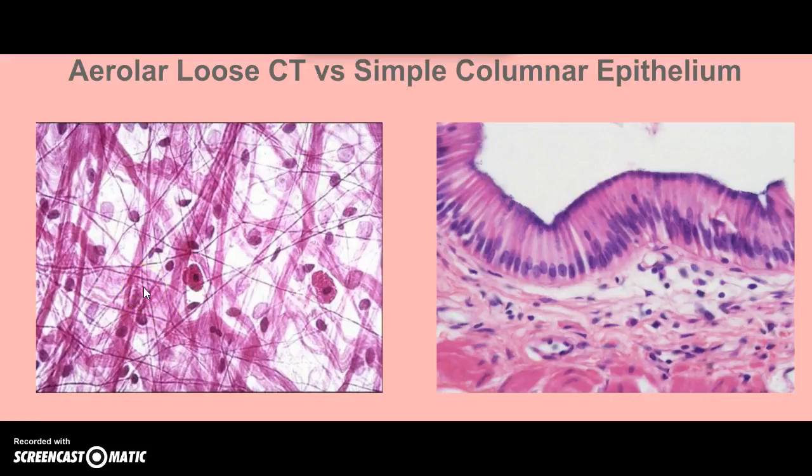Connective tissue contains fibers. The fibers can be categorized into three groups: collagen, reticular, and elastic. Areolar loose CT has all three of those. You can see the collagen and the elastic and the reticulars in there, but it contains all three, while epithelium tissue does not contain fibers.